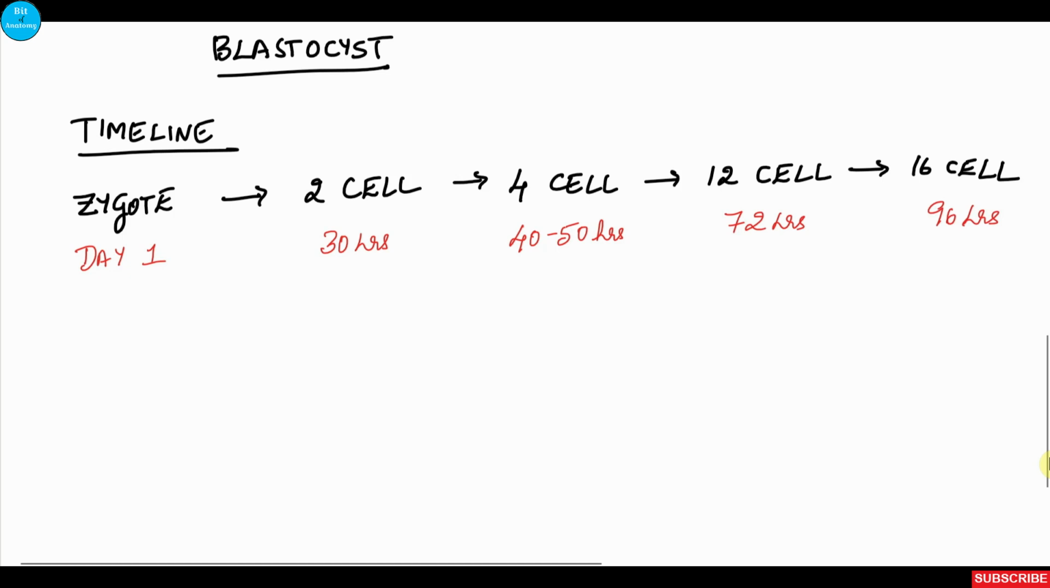So the cleavage division converts a single-cell zygote into a blastocyst, in which there is differentiation of the cells into an embryoblast and also the trophoblast layer.